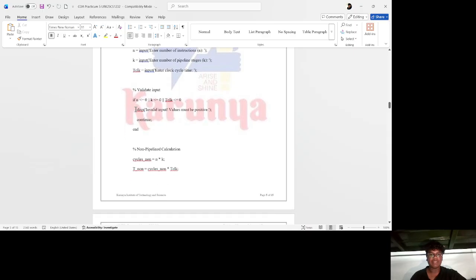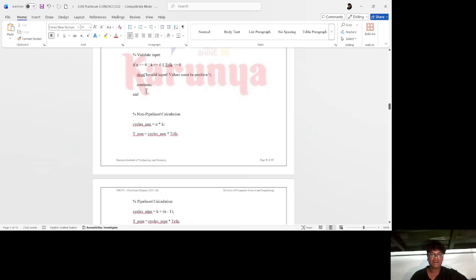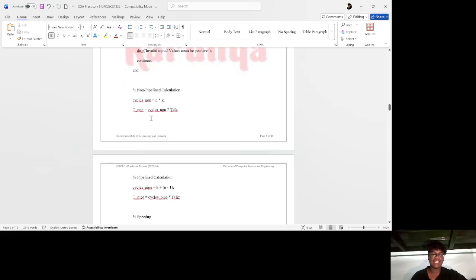And for validation, the statement is: if n is less than or equal to 0, and k is less than or equal to 0, and t clock is less than or equal to 0, then display "Invalid input, value must be positive." Okay, then continue. The non-pipeline calculation is cycle non equal to n into k.